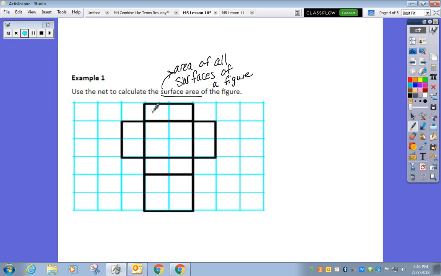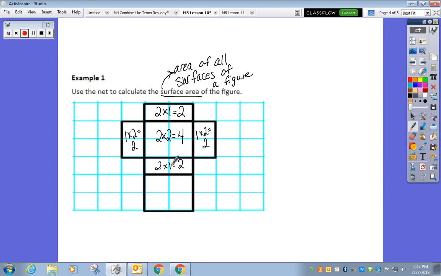So if I were to do this one, this is a 2 by 1 rectangle, so its area is 2. This is a 2 by 2 rectangle, so its area is 4. This is a 1 by 2 rectangle, so its area is 2. If you notice over here, we have the same size, so 1 by 2 is 2. Down here, we have another 2 by 1 rectangle.